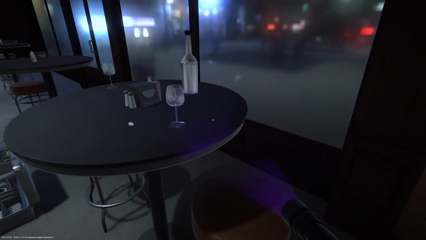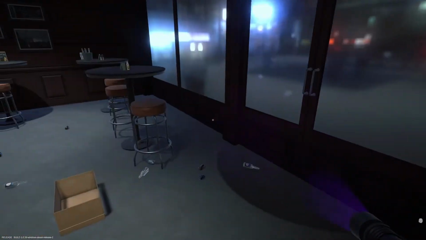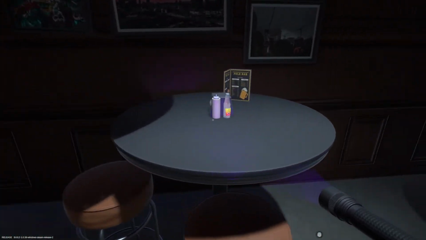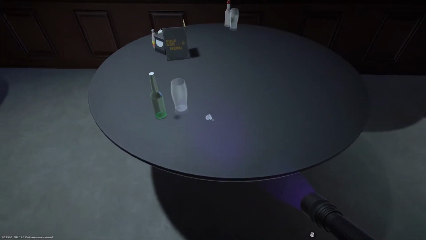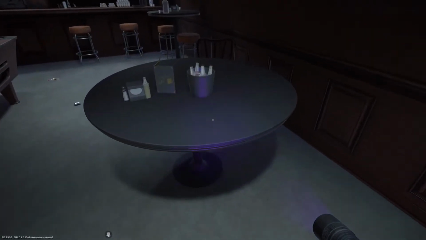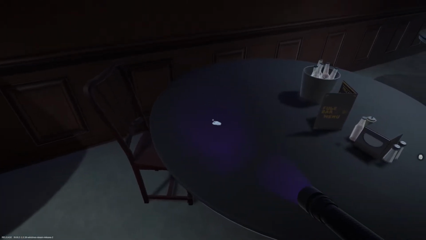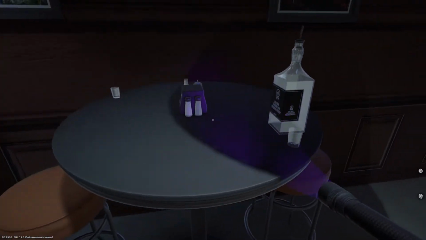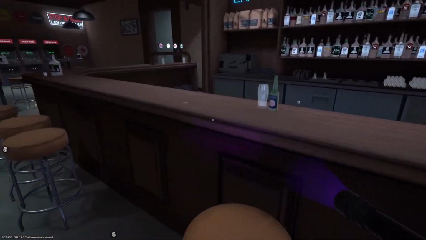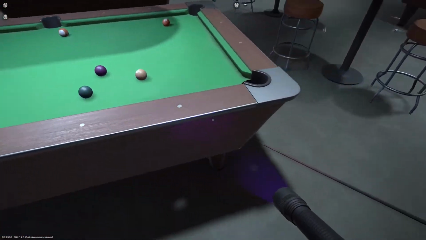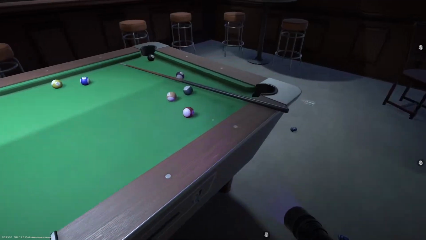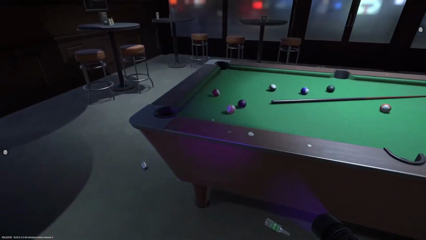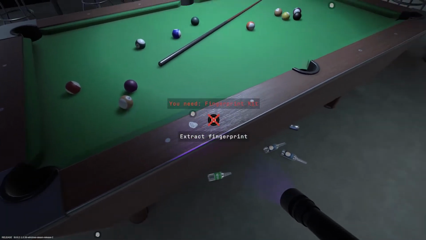Oh boy, more fingerprints. We're gonna be here all day again. Alright, let's look. There we go. More fingerprints. Alright, who done it? Alright, let's check the pool tables here. Righty then, that one's clear. Oh, we got a fingerprint over here.